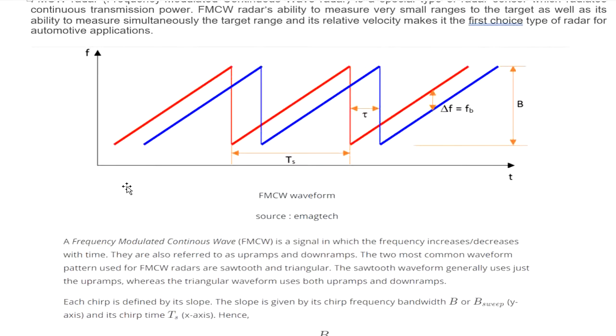The waveforms right here: the frequency modulated continuous wave is a signal with frequency increasing or decreasing with time, and they also refer to this as the up ramp or down ramp. So the two most common waveform patterns used for FMCW radars are the sawtooth or triangular. The sawtooth waveform generally uses the up ramps, whereas the triangular waveform uses both up ramps and down ramps.